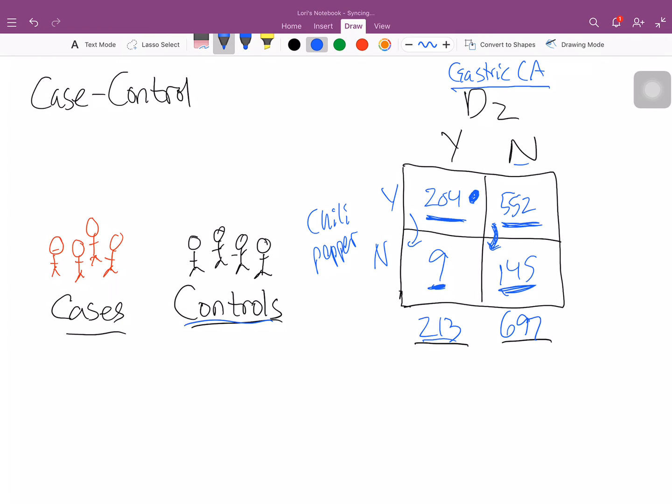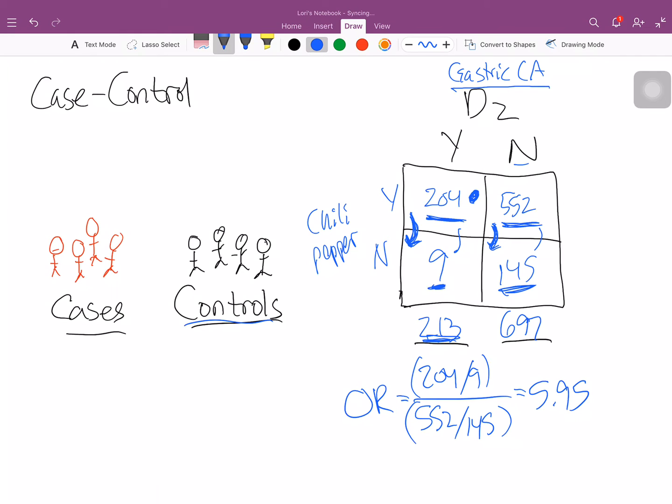In fact, when we do the odds ratio, I'll show you quickly here how to calculate that. Odds ratio is equal to the odds amongst the cases, so 204 divided by 9, and then divide that whole thing by the odds among the non-cases, so 552 over 145. Now there are ways of simplifying that so you're not dividing and dividing. But right now, for conceptual purposes, I think it's important to look at that as the relationship between the yeses and nos for the cases and the relationship between the yeses and nos for the non-cases. That odds ratio ends up being 5.95.